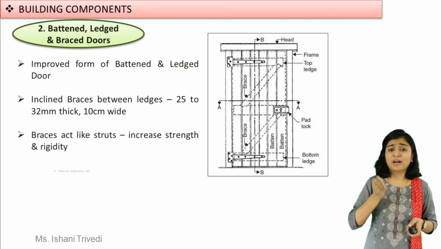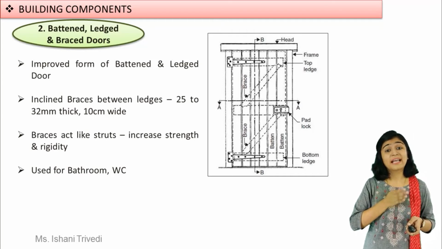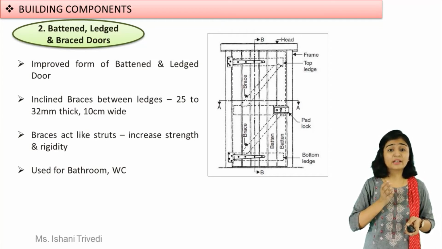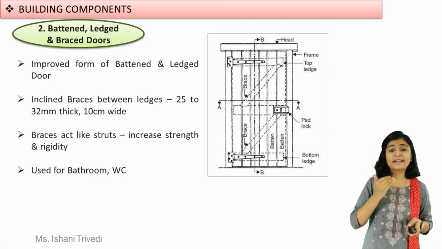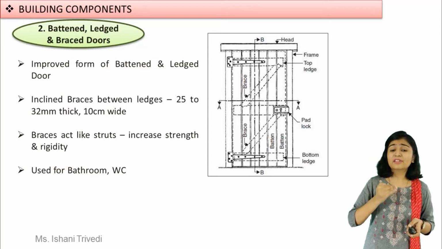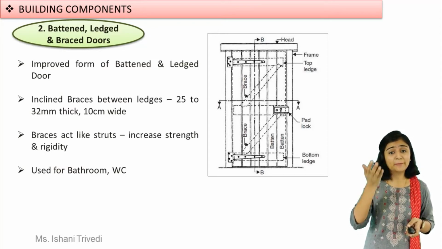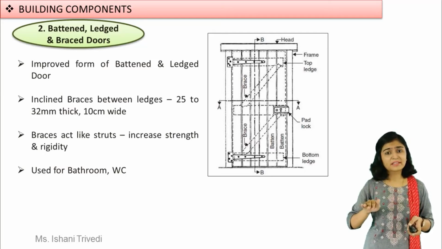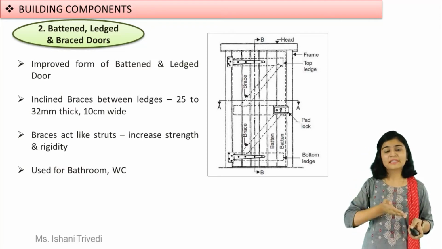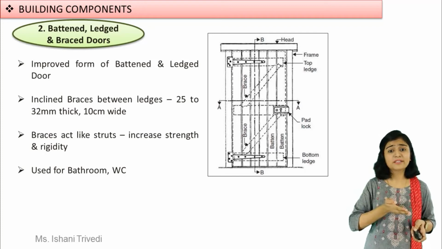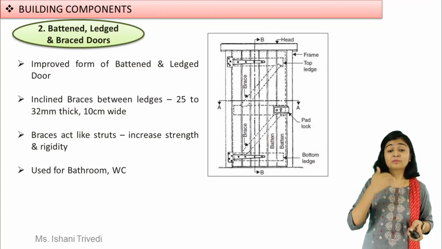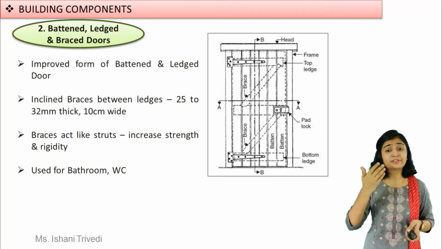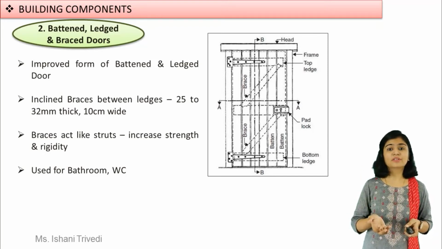Now why are these braces provided? Because they act like struts, that means a column. Okay, they act like struts means they increase the strength and rigidity by providing more support. If these horizontal ledges are left as they are, then it may provide less stability, but if the diagonal braces are provided, it will give more stability and increased durability also.